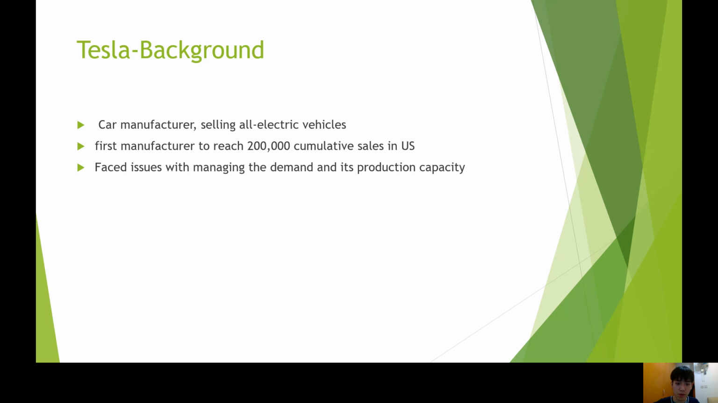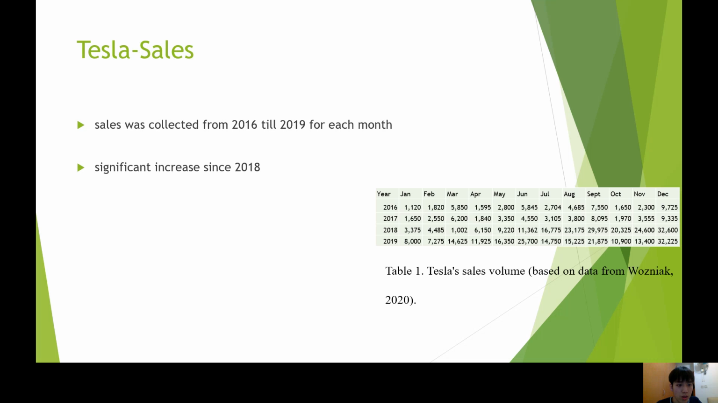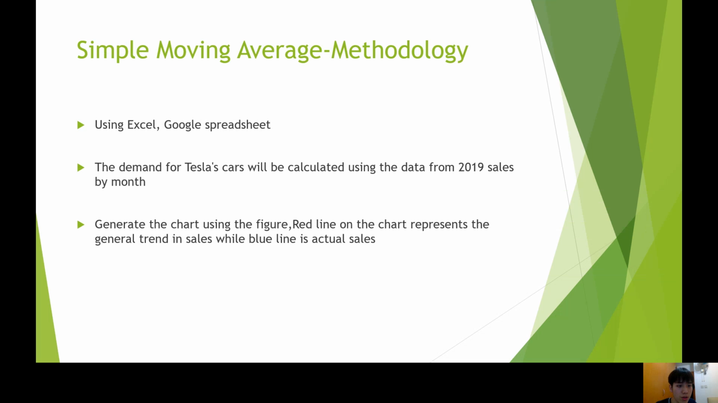First of all, we should look at the overall demand of Tesla. Regarding the Tesla sales figures, they indicate that Tesla has overall growth from 2016 to 2019 for each month. It's noted that there is a significant increase since 2018. Firstly, we should use the simple moving average by using Google Spreadsheet and Excel.